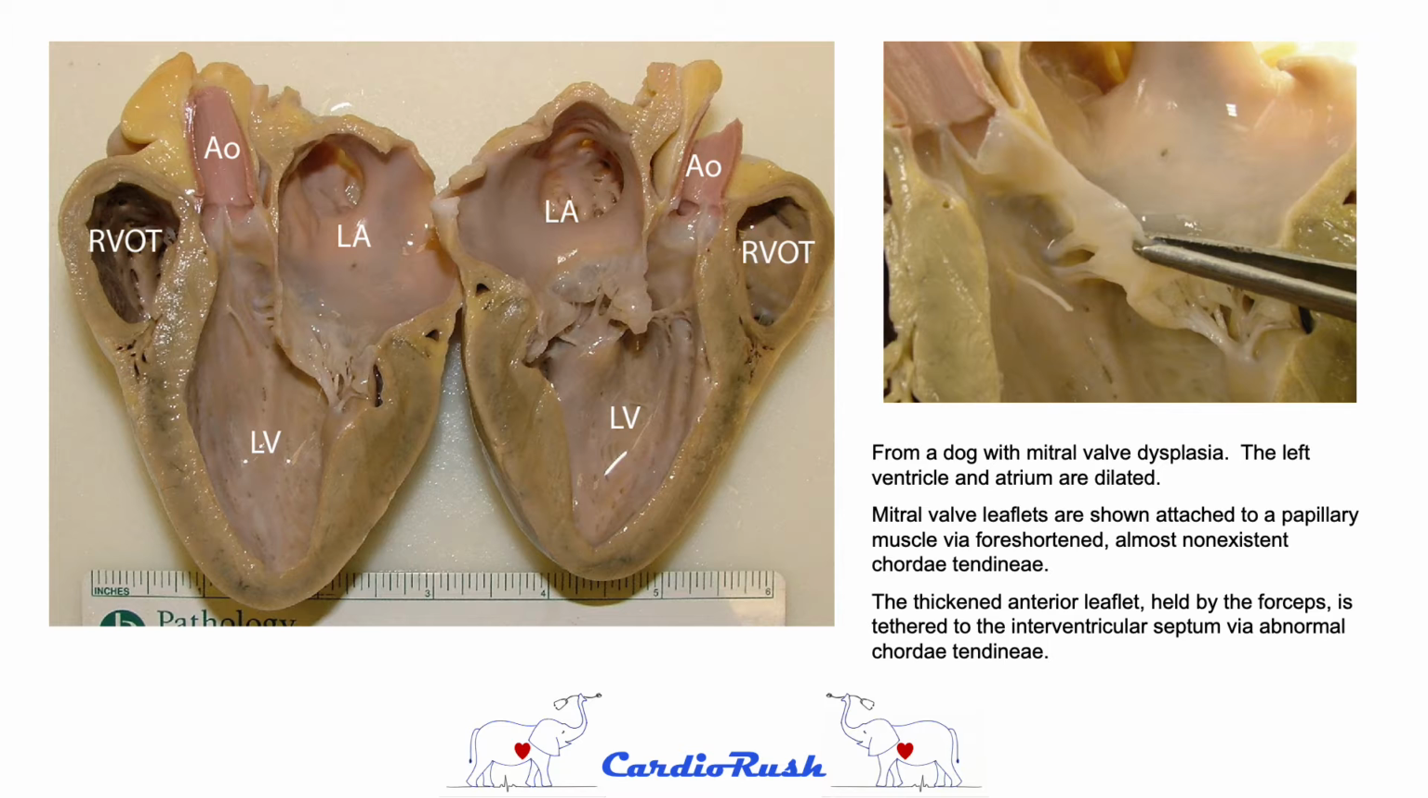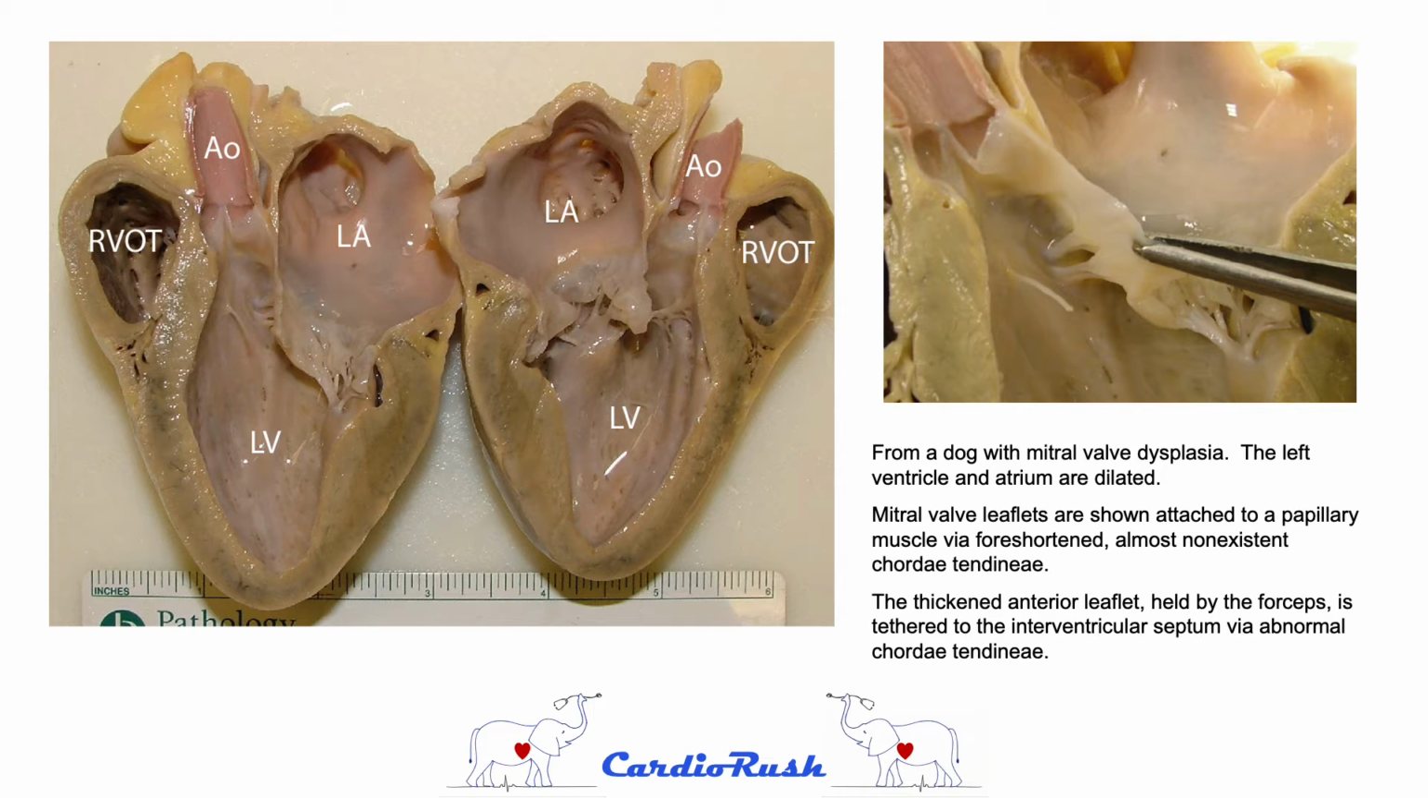leaflets, they're not attached to the right place on the annulus. The chordae tendineae are in abnormal location. The mitral leaflet attaches almost directly to the papillary muscle without an appropriate chordae in the middle. And the anterior mitral leaflet on the right-hand picture is markedly thickened and tethered to the wall of the left ventricle, so it won't be able to move normally as well.